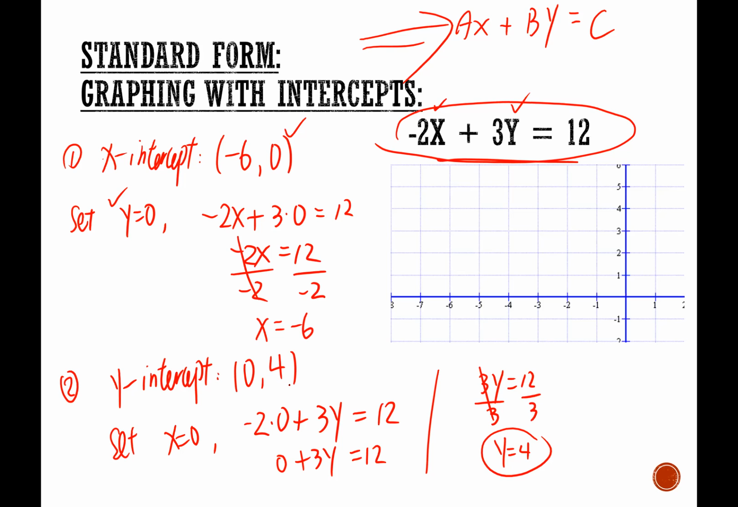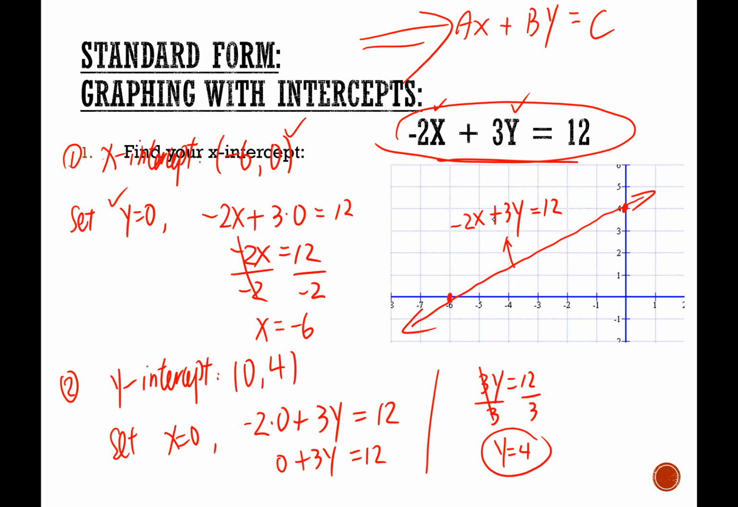Now the next thing is to plot both the X-intercept and Y-intercept on the Cartesian system. The X-intercept is located on the x-axis, so it is right here. The Y-intercept is located on the y-axis, so it's right here. Once you locate those two points on the Cartesian system, you can connect them and extend in both directions. Then you get a straight line, and you can label it as negative 2x plus 3y equals 12.